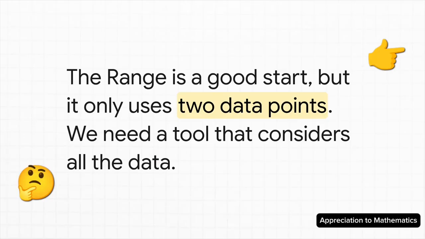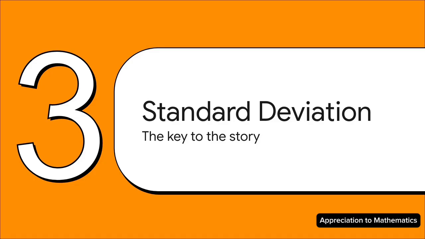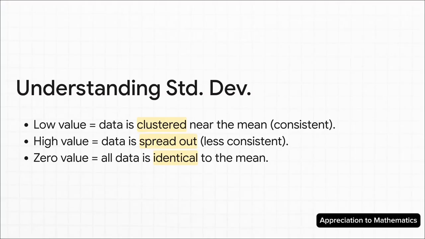But, you know, the range has a pretty big flaw. Think about it. It only uses two data points, the absolute highest and the absolute lowest. It completely ignores everything in the middle. So to get the full picture, we need something more powerful, a tool that looks at every single grade. And that, my friends, brings us to the hero of our story, standard deviation. This is the one. This is the tool that's going to give us the full story and finally solve this valedictorian mystery for good.